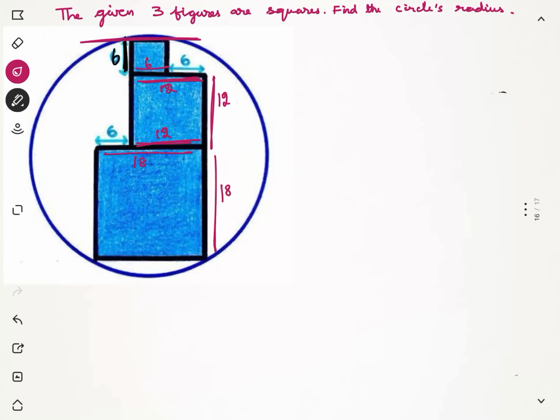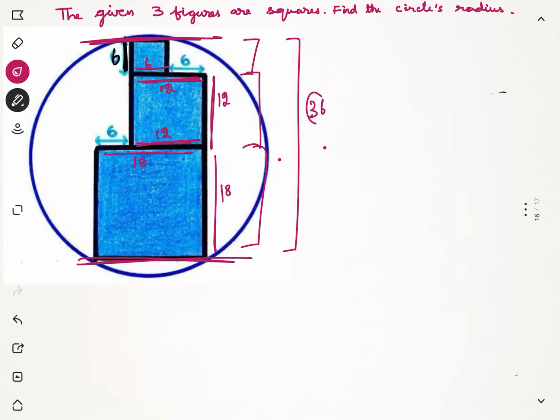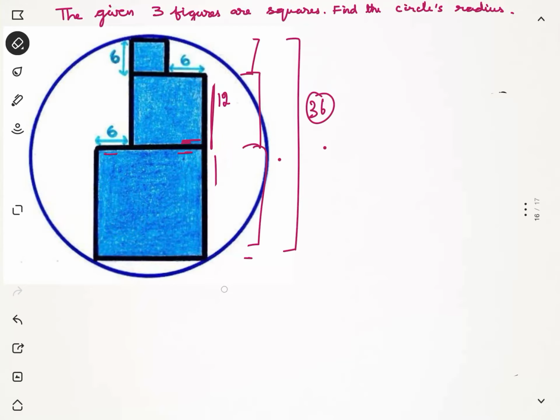Now what is the distance between the topmost line and the bottommost line? 6 plus 12 plus 18, which is 36. Let's establish this first. Now that we've established this, let's do a small extension.